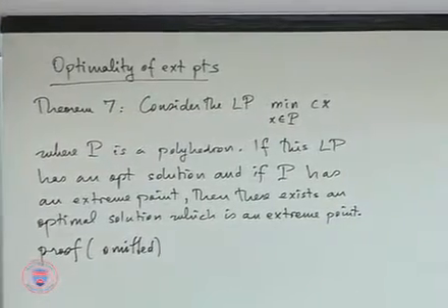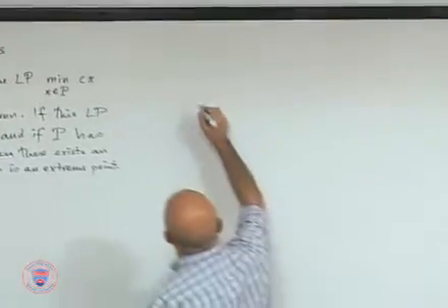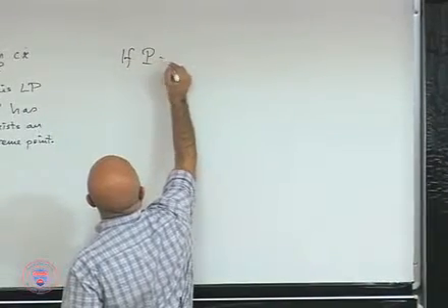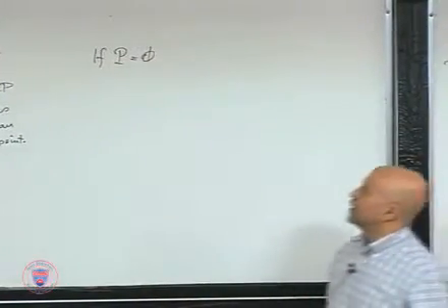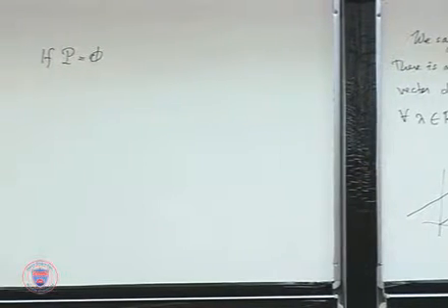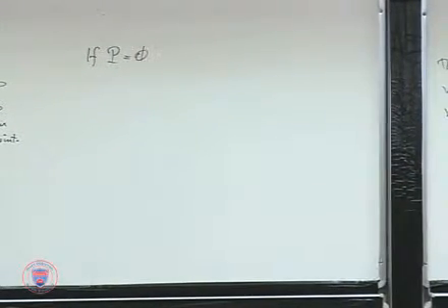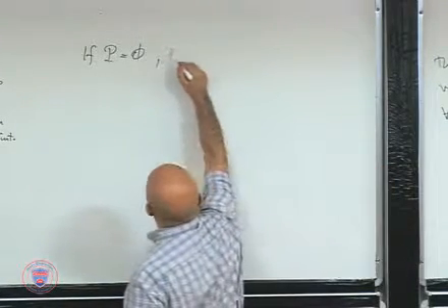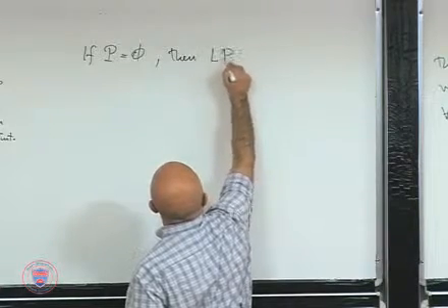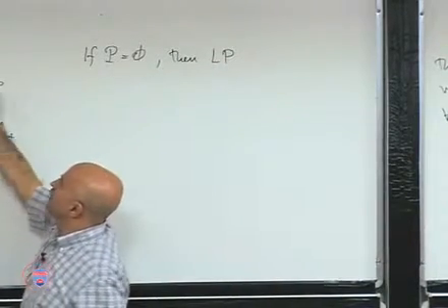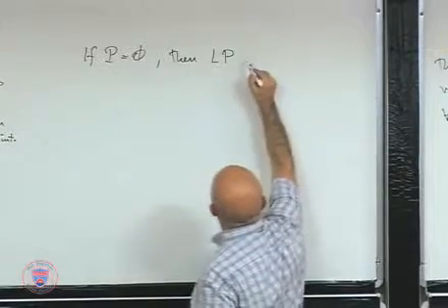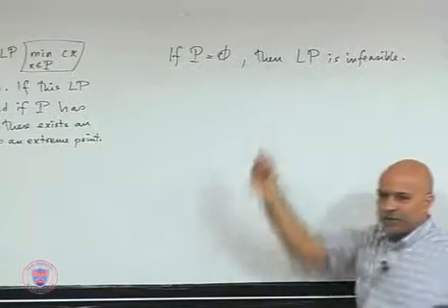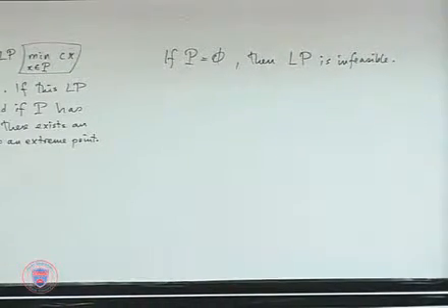So, here are some consequences. If the polyhedral set on which the linear program is defined is empty, then the LP under consideration is infeasible. So whenever it's infeasible, of course, you don't have an optimal solution. Okay?